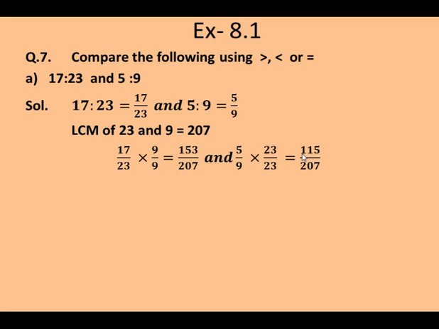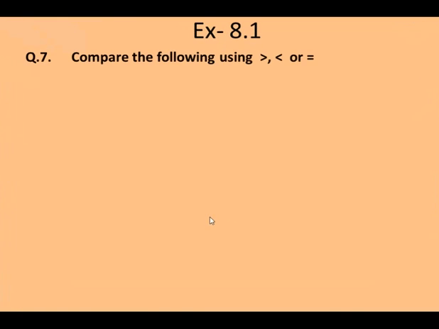So we have got 153/207 and 115/207. Now if we compare the numerator, we can see 153 is greater than 115. So we can say 17:23 is greater than 5:9. Okay. Then we are having B part.